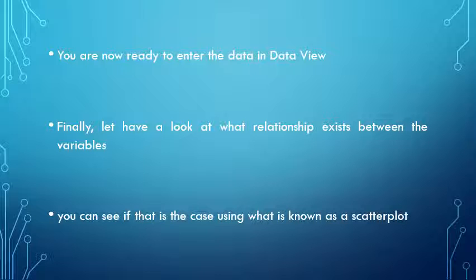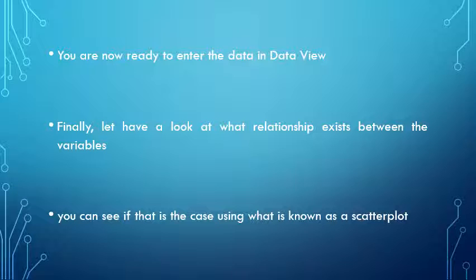You can see if that is the case using what is known as a scatter plot. To do this, select Graphs and then Legacy Dialogs and then Scatter Dot. From the main menu, open an initial scatter or dot window where you should select Simple Scatter and then click Define. This opens the Simple Scatter Plot window.